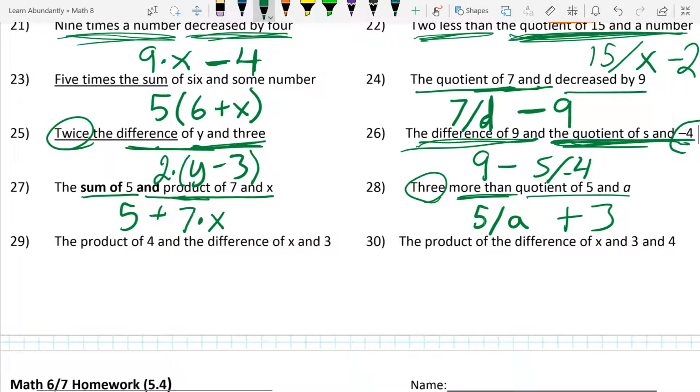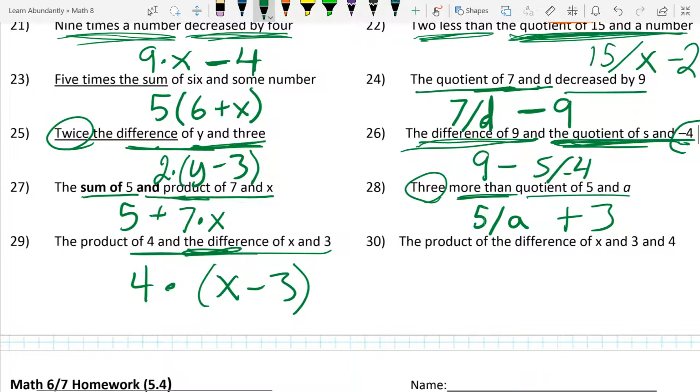Number 29, the product of 4 and the difference of x and 3. So it says the difference of x and 3. I know that one. That's x minus 3. But the product of 4, that means 4 times, and we're multiplying 4, not times x, but the difference. So that means we need to put parentheses around it. Notice that it says the product of 4 and then it just kind of leaves it hanging. It doesn't tell us. Well, it tells us the difference. So that's when we need to combine it.